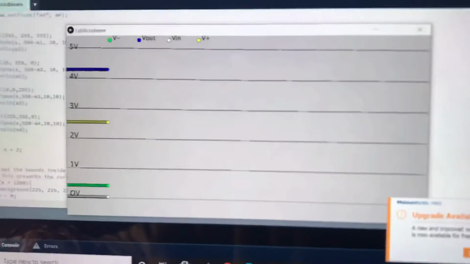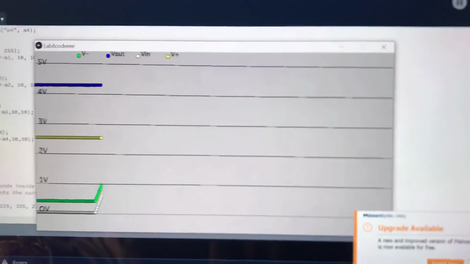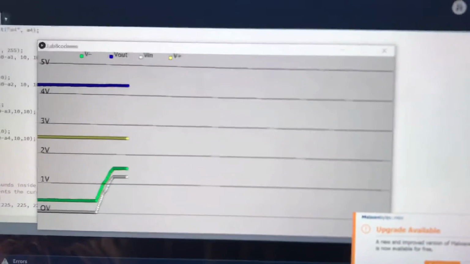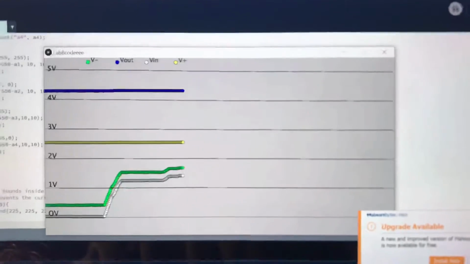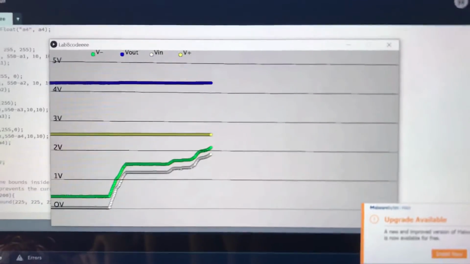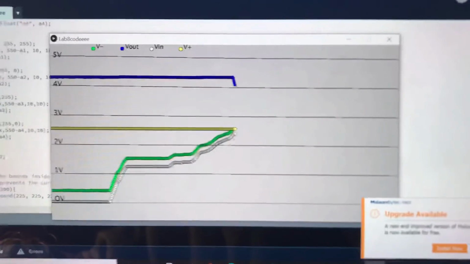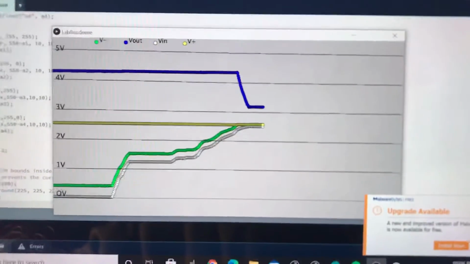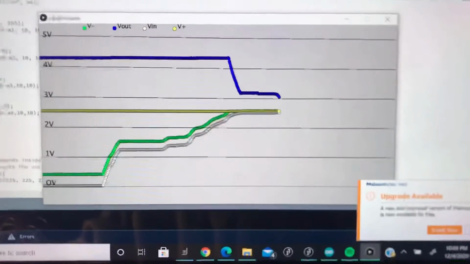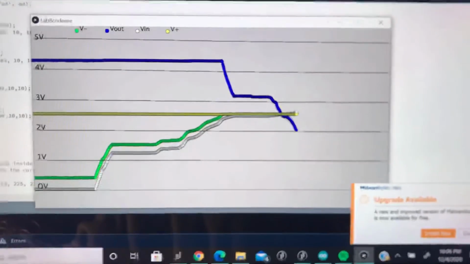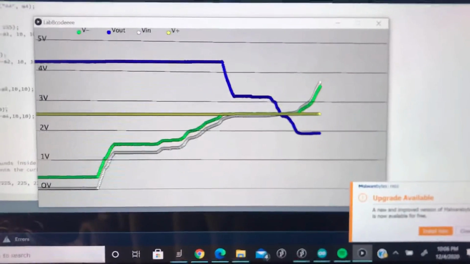So if it can focus. So right now, it was at its lowest V in, so it was set to 0. I'm slowly turning it up. You can see that V plus is stuck at that 2.5 volts as it should be. And once we reach this 2.5, and get a little bit above it, you'll see that's when V out starts to drop.